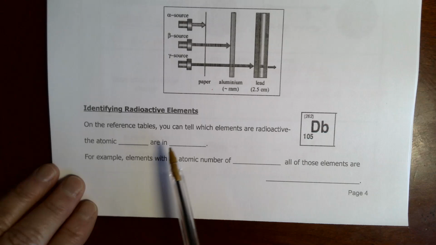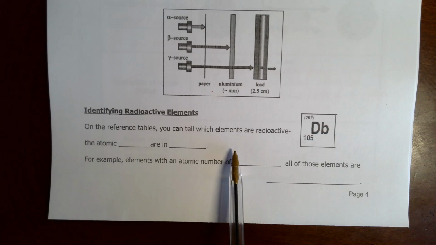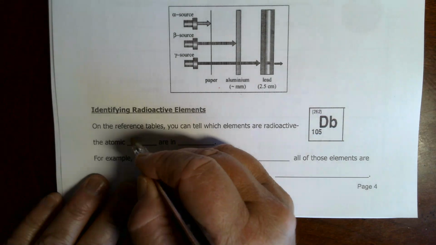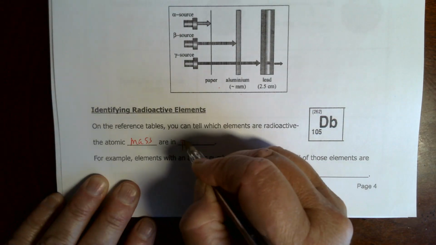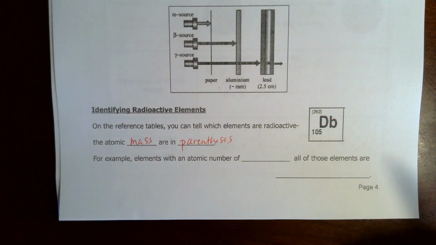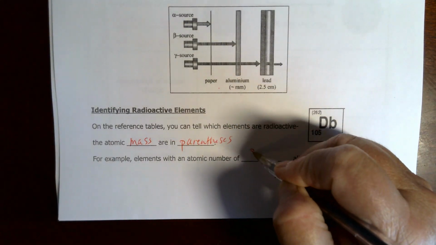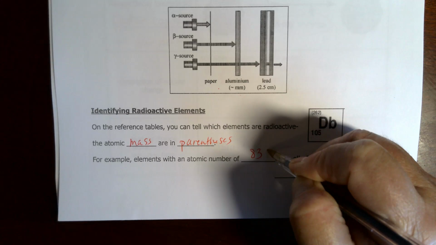All right, identifying radioactive elements on the reference tables. You can tell which elements are radioactive because the atomic mass is in parentheses. On the classroom periodic table, you'll see that the letters are often written in white. Elements with an atomic number of 83 and higher.